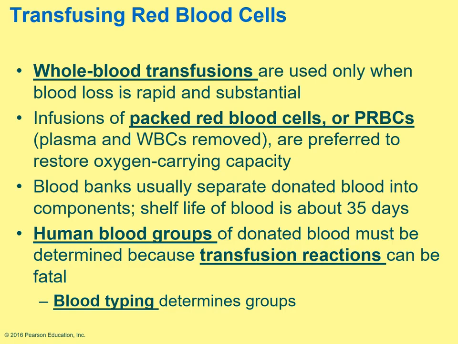So when you donate blood, once they've taken your pint of blood, the blood bank is going to separate out the red blood cells. The shelf life is only about 35 days, so that's why there's always a need to replenish that. You have to run tests. You have to do blood typing to determine the blood type of the blood that was donated, so that you can determine who can receive it. If you do a blood transfusion and you do not match the blood correctly, it can be fatal.